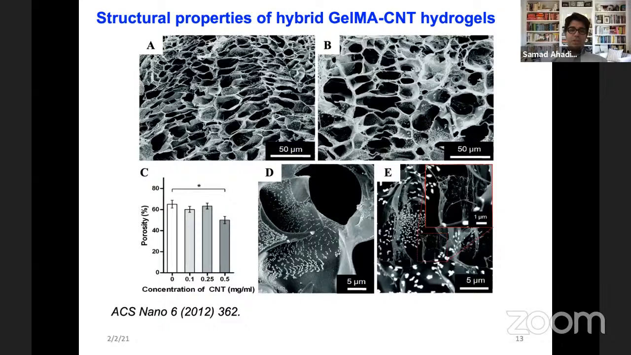After that, we checked the structural properties of the hybrid GelMA-CNT hydrogels. We took SEM pictures and we quantified the porosity of the GelMA and the GelMA-CNT hydrogels. And interestingly, we couldn't see any significant difference in the porosity of the GelMA hydrogels up to 0.5 milligram per ml of the CNTs. And interestingly, when we see the SEM pictures of the GelMA-CNT hydrogels, as you can see in panel E, we have seen this kind of CNT network inside of the GelMA hydrogels. And that could be a reason why we get higher mechanical properties of this hydrogel system. And later on, I will show you we got better electrical conductivity as well.